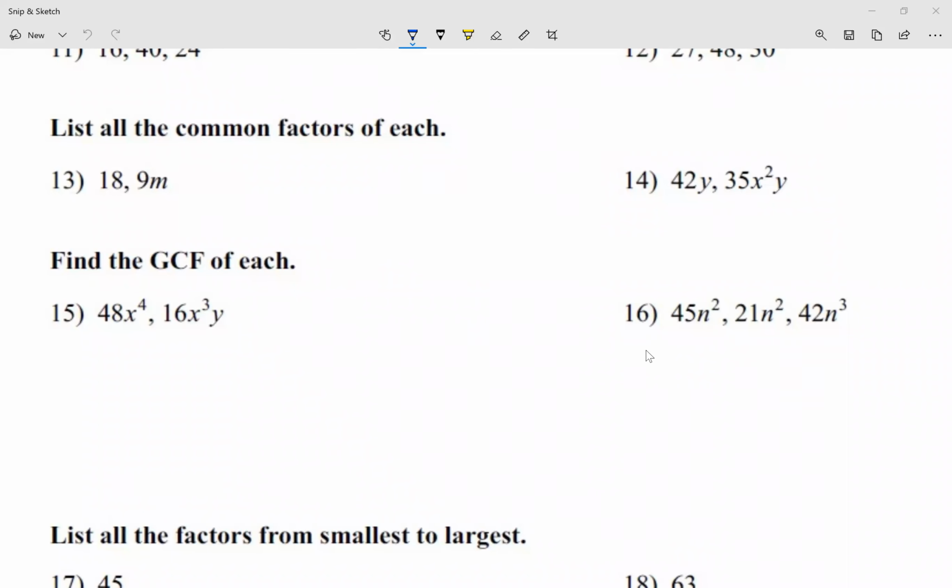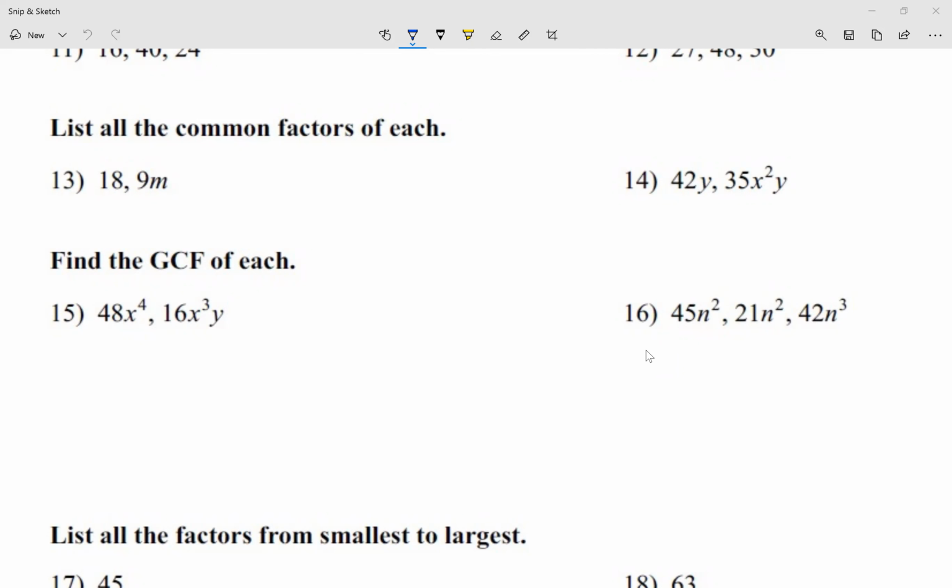We've been dealing with common factors, even greatest common factor. But now let me introduce letters. So we're going to introduce letters. To begin with, questions 13 and 14 are asking to list all the common factors of each.